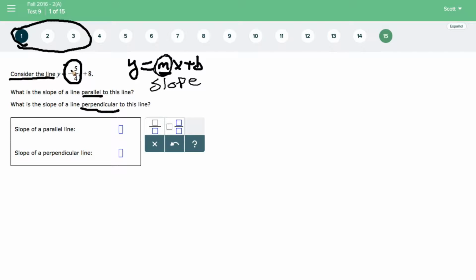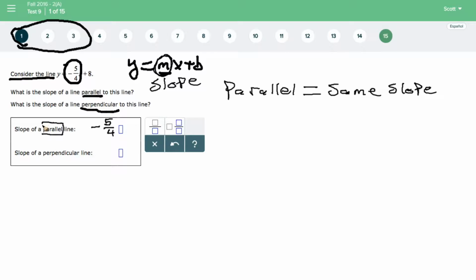So with that in mind, parallel is exactly the same slope. Parallel is the same slope. Okay, so with that, I'm just going to put negative 5 over 4 right here in the parallel line. And make sure you're looking at parallel, because they change that up a little bit. So make sure you're putting it in the right spot. So parallel is the same slope.